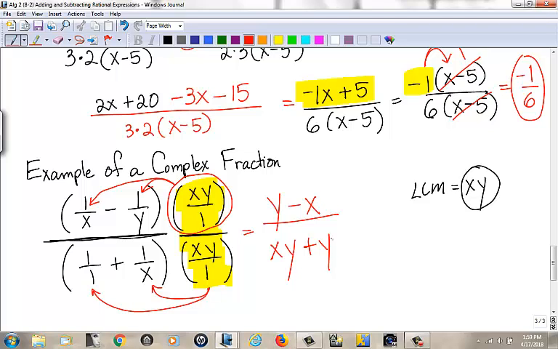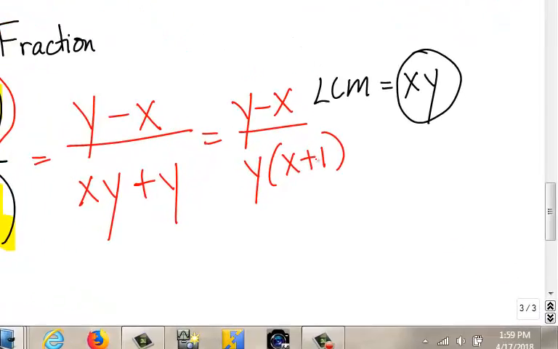Is there anything? Let's see. We could factor out a y on the bottom, but that really doesn't do anything, does it? You could factor a y out and say x plus 1. Can't reduce anything. Either one of those would be correct for an answer. So a complex fraction, you have to look at all four denominators when you find your LCD. Okay? And then go from there.